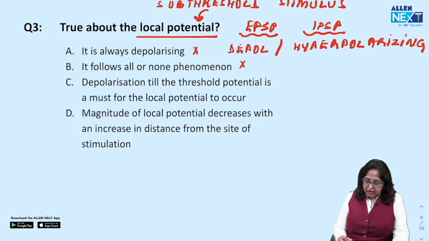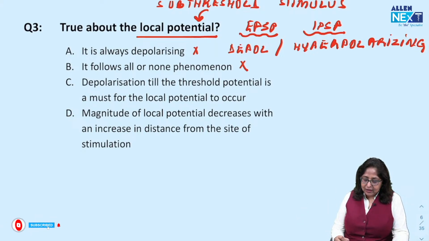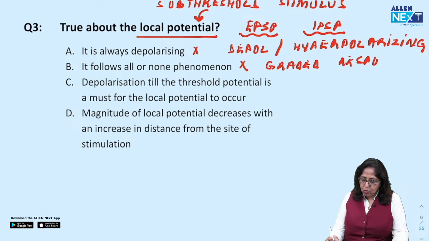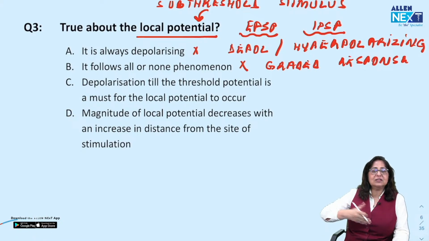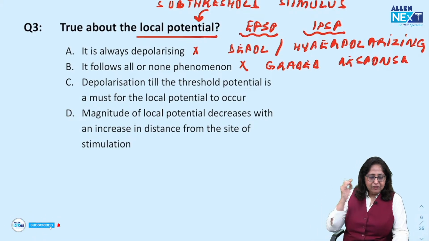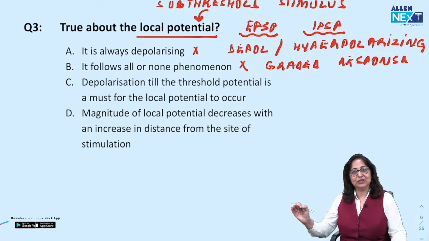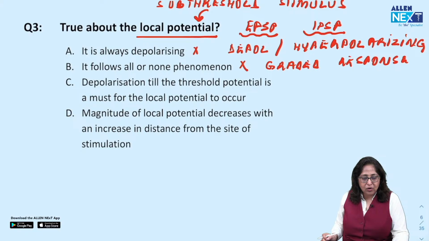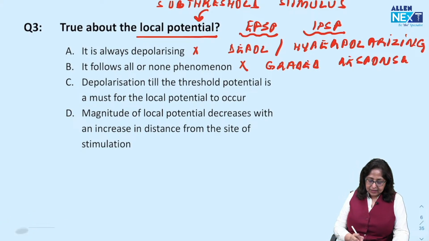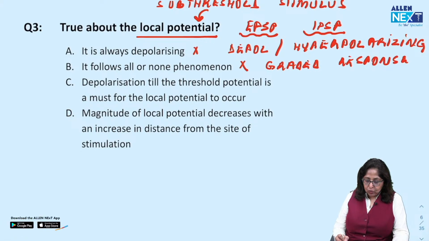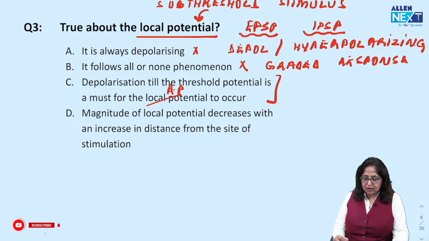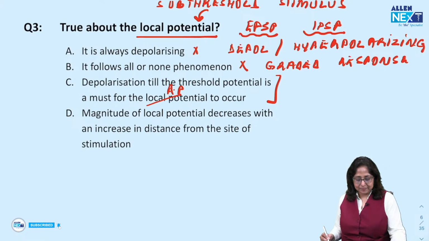It follows all or none phenomena? No. All or none is action potential. Local potential is a graded response. What do I mean by a graded response? If the stimulus is small, small change. If it is a larger stimulus, larger change. But if the stimulus becomes threshold, then you will get an action potential. Action potential follows an all or none law. Depolarization till the threshold potential is a must for local potential to occur? No. Depolarization till threshold potential is a must for the action potential to occur. So this also becomes an incorrect statement.